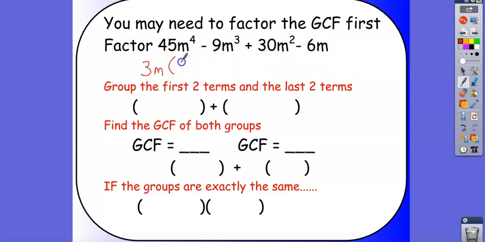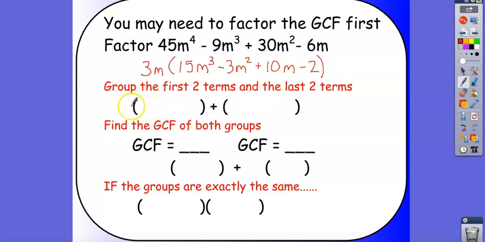Okay, 3 times what equals 3m, and this time it's going to be m cubed, minus 3m squared plus 10m minus 2.